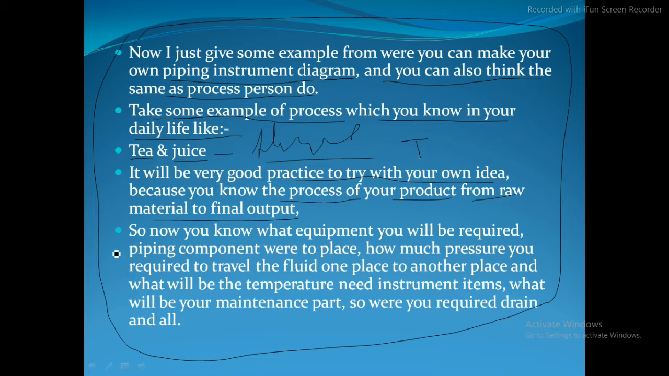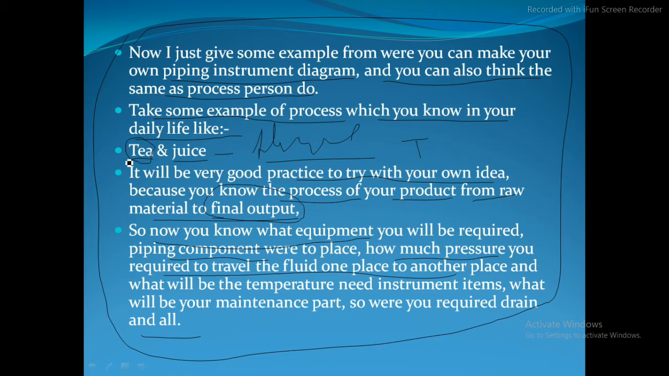So now you know what equipment will be required, where to place piping components, how much pressure you require to travel the fluid from one place to another, what temperature is needed, which instrument items, and what your maintenance part will be, so where you require a drain and all. You can take any example of a fluid which you know, and you can start with the raw material and end with your final output.